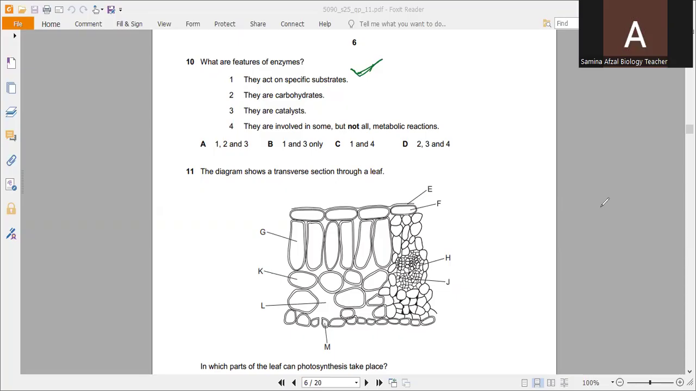So are they carbohydrates? No, they are not carbohydrates. They are protein in nature. They are made up of proteins. So they are catalysts. Yes, they act as biological catalysts.